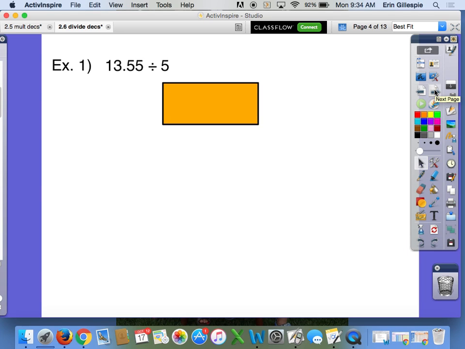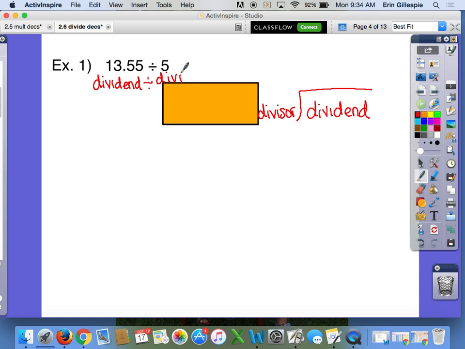So example 1, we have 13 and 55/100ths divided by 5. Now one of the first tricks you're going to have to remember for dividing here is how do I set that up in long division? Well, remember in long division, this number under here is called your dividend. This number out here is your divisor. Well, when we see a division problem written this way, that very first number is actually your dividend. That second number is your divisor.